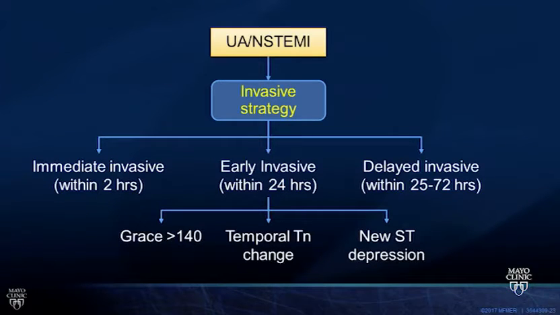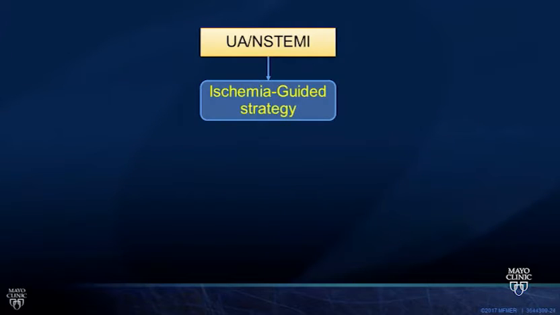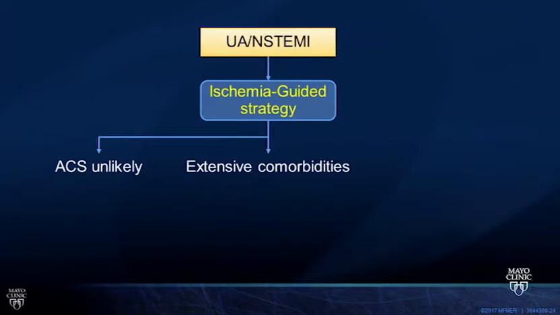Early invasive, GRACE greater than 140, those patients that we have a temporal change in the troponin and/or new ST segment depression. So what about the ischemia-guided strategy? Again, these are patients that we think ACS is unlikely, despite them having been admitted to the hospital. We think ACS is unlikely, or maybe they have extensive comorbidities and we really don't want to pursue an invasive approach in those patients, or those patients that we deem are low risk.